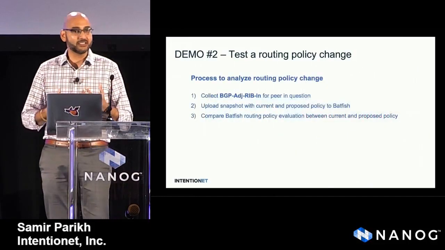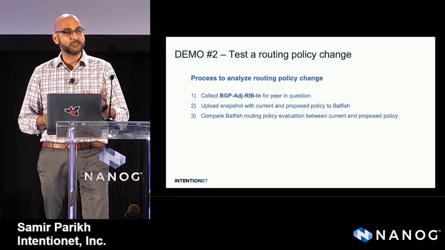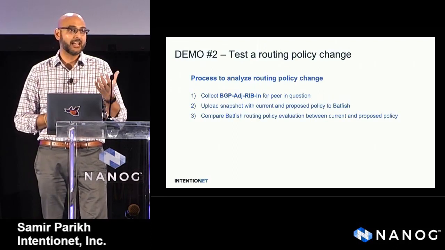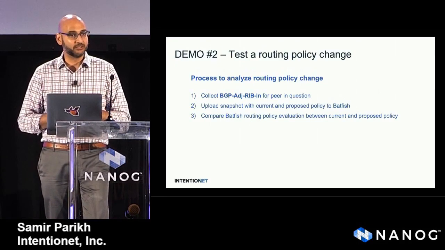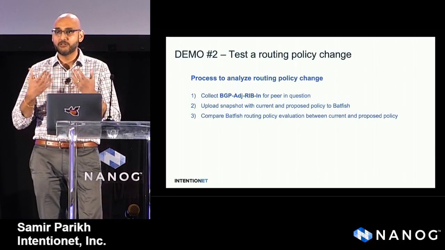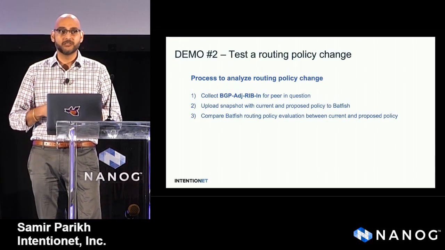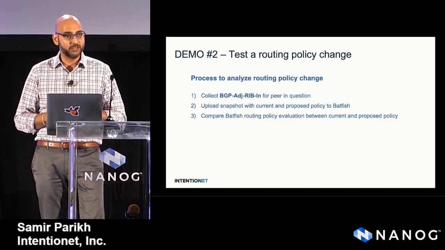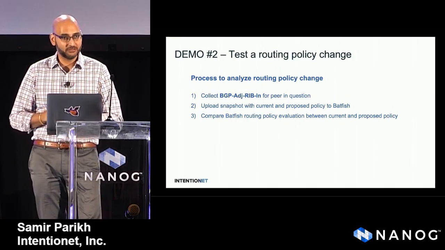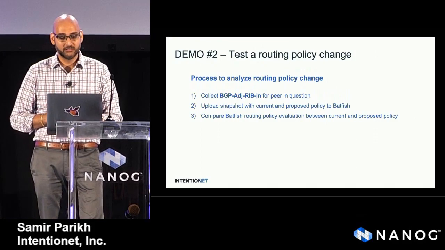So there's a multi-step process that goes into evaluating a change. The first one is I want to collect my BGP adjacency RIB. There's multiple ways you can do it. You could use OpenBMP. So if you have an OpenBMP server where you're collecting that information from your peering, you can feed that into Batfish. We can parse that and build that into the model.